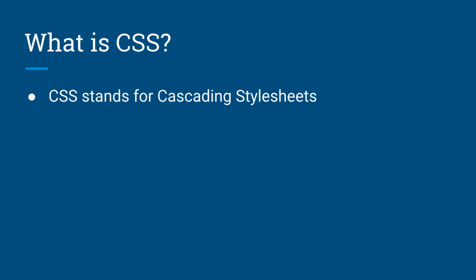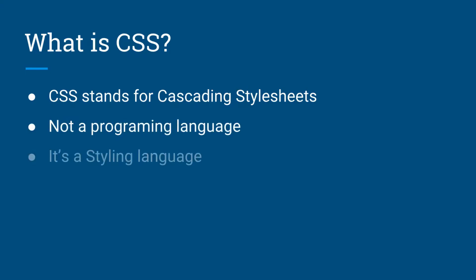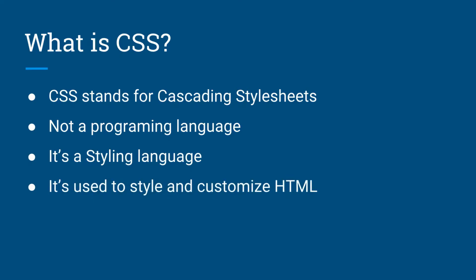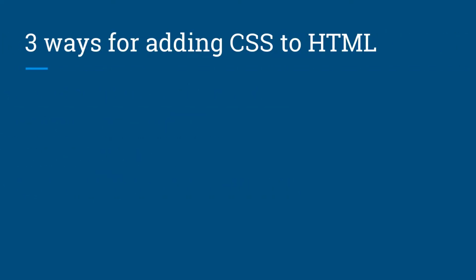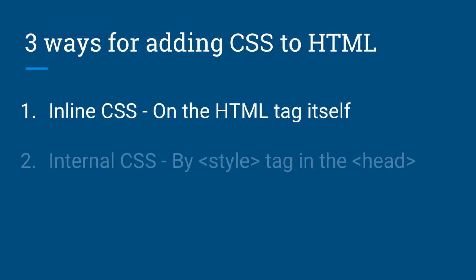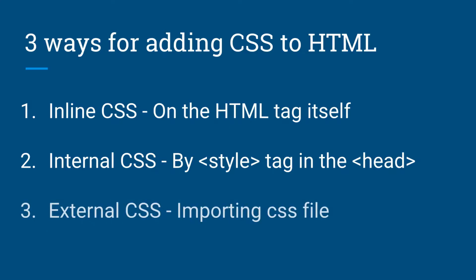What is CSS? CSS stands for Cascading Style Sheets. It is not a programming language, it is a styling language. It's used to style and customize our HTML to look pleasant and professional. There are three ways for adding CSS to our HTML: inline CSS, internal CSS, and external CSS. So let's talk about all of these methods one by one.